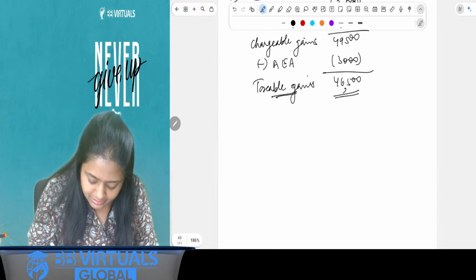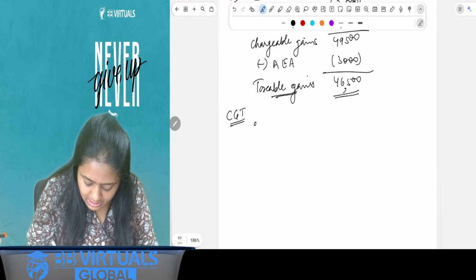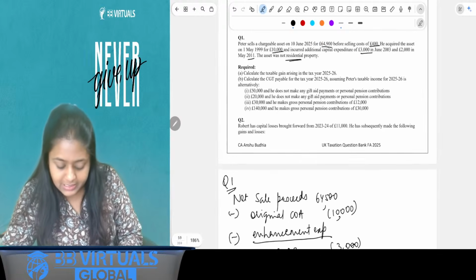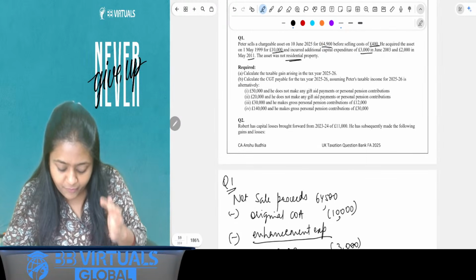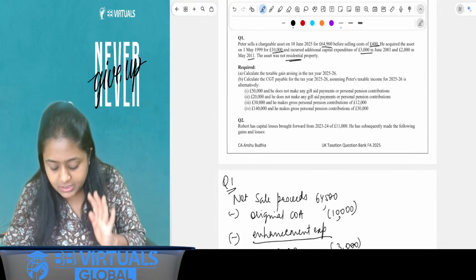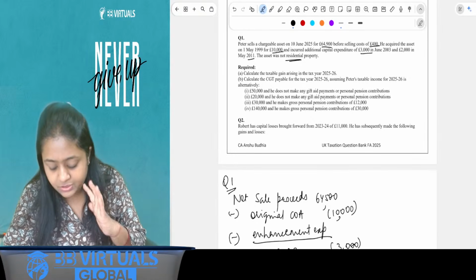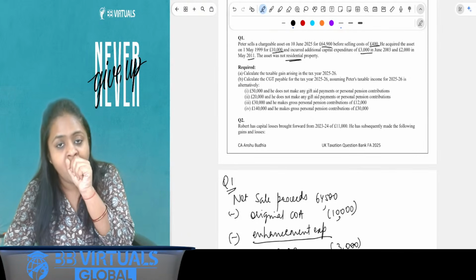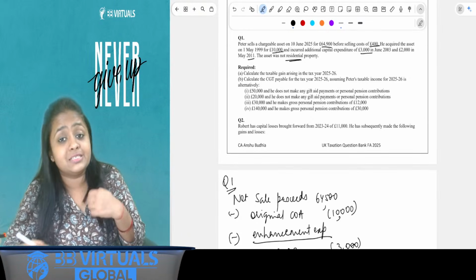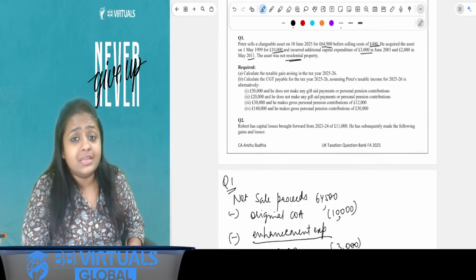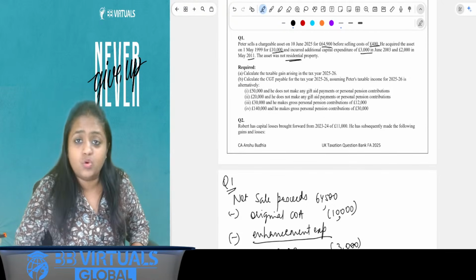Now let's calculate the CGT. Now CGT under case A. Under case A, it says that the taxable income for Peter is 50,000 and he does not make any gift aid donations or personal pension contributions. Meaning to say that he has already used up the BRB, so there is no lower rate applicable.